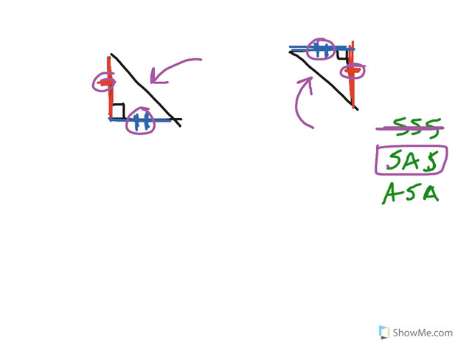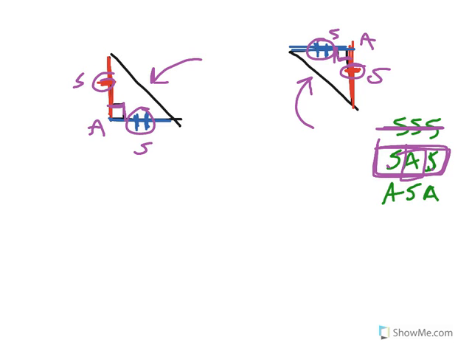SAS. Do I have a side, another side? Yes, I've seen that. What about the angle in between them? Well, here I've got a right angle, another right angle. So I know those are the same. So I have a side, an angle, and a side. Side, an angle, and a side. So this theorem, SAS, will prove that these two triangles are completely congruent.